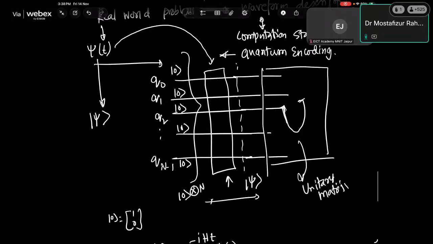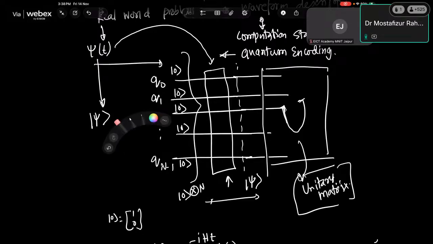Now let us go slowly through what this unitary matrix means and its various properties. Then your evolution after this state.